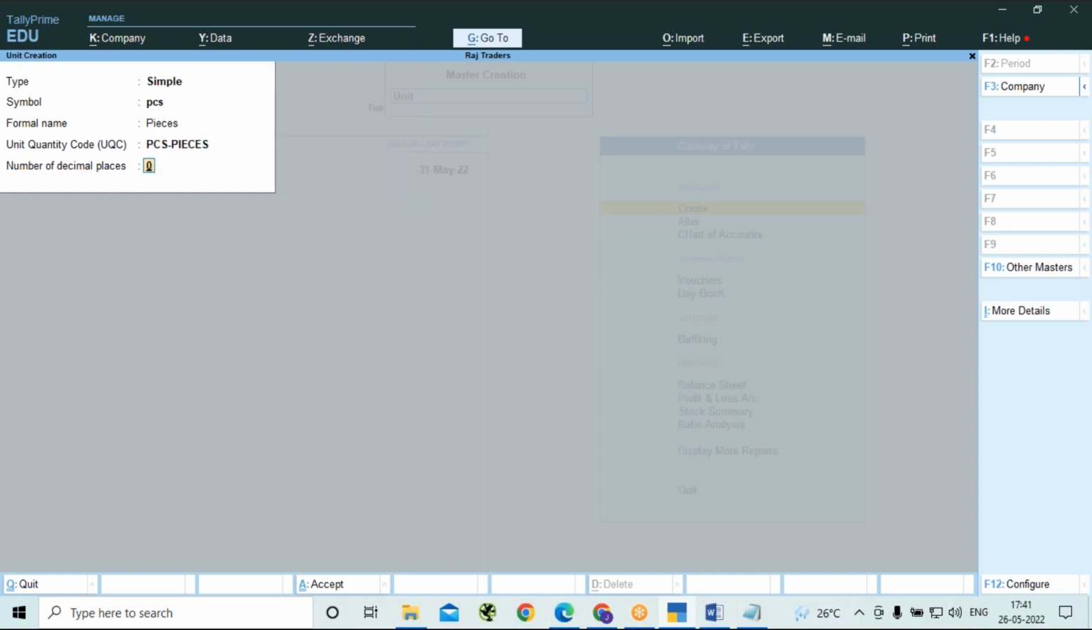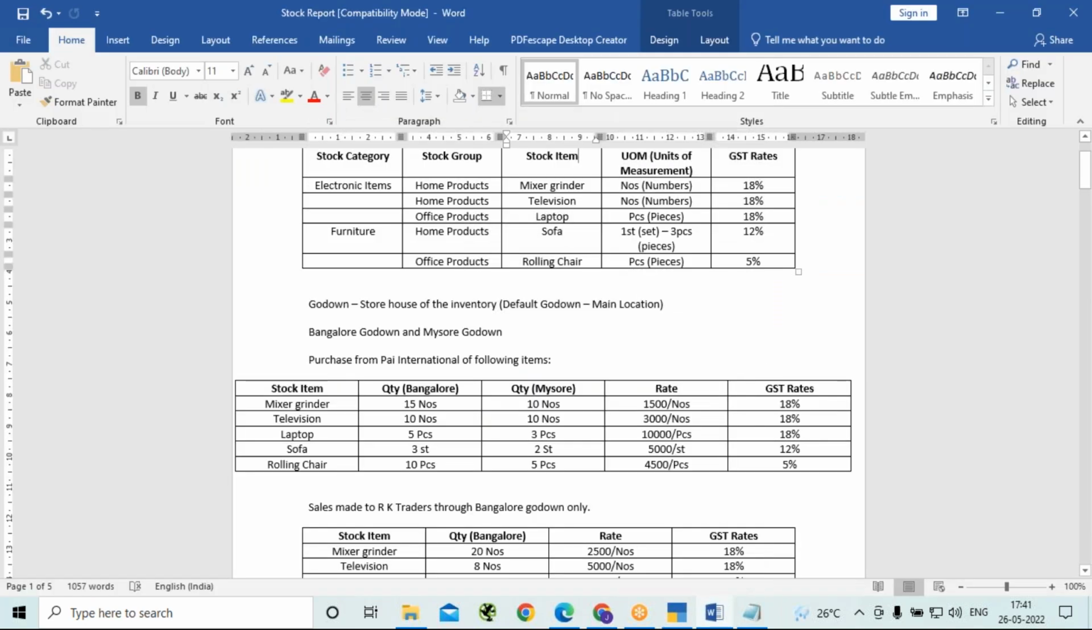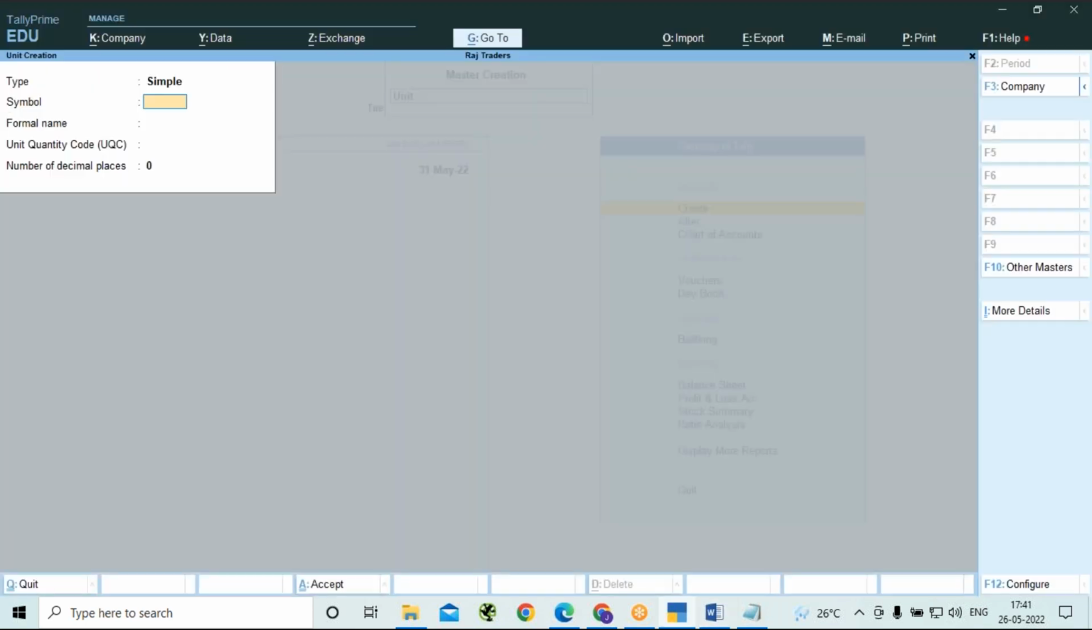Let me see what is next, that is pieces. So here in the unit quantity code also it is pieces. The number of decimal places I'll create as 2. The next one is, when I see what is the left out unit of measurement, you can see it in this list. It is sets. But it is one set of 3 pieces, so I have to use a combination. First let me create a set as a simple unit.